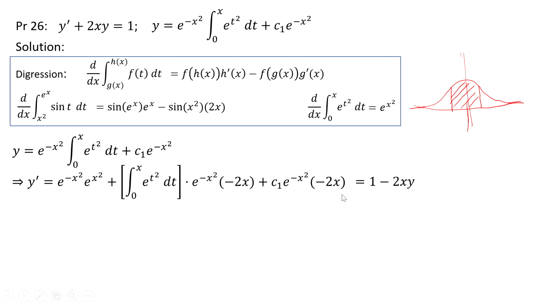So y prime is equal to 1 minus 2xy. If you add 2xy to both sides, you get back the differential equation. Or you can say the left hand side is this, and that's nothing but 1 minus 2xy plus 2xy equals 1 equals right hand side. See that? What I did is I took this y prime equals 1 minus 2xy and substituted for this y prime. So I have 1 minus 2xy plus 2xy, and these two add up to 0 and get 1. Cool?